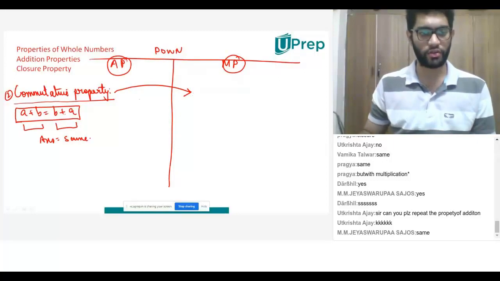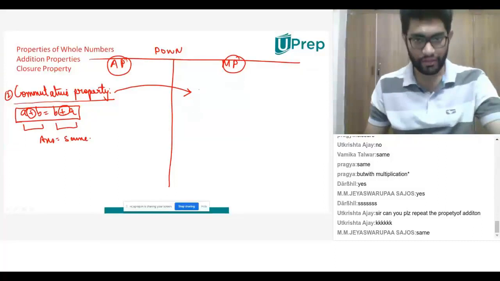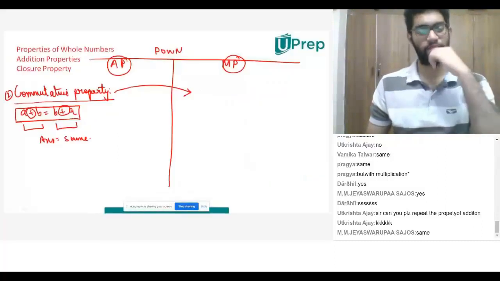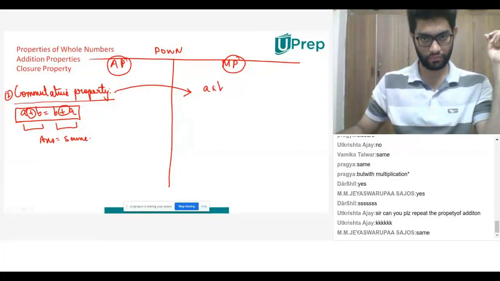In addition, plus was the operation. So can I say? So what I'm saying is that when we multiply two numbers, A into B is equal to B into A, so it's like that in multiplication.